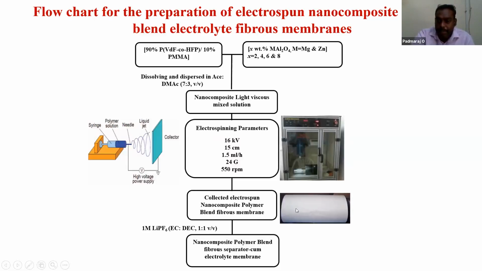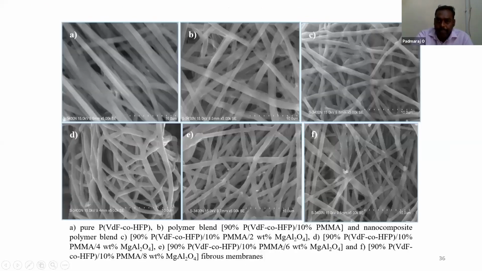So this is the developed membrane. Over the collector, we made the electrospun membrane. It looks like tissue paper, but made of interconnected fibers, like a spider net. Understood? I will show the images of how it looks. Then the developed membrane was soaked in 1 molar LiPF6 in EC/DMC to develop the composite polymer blend fibrous separator-cum-electrolyte membrane.